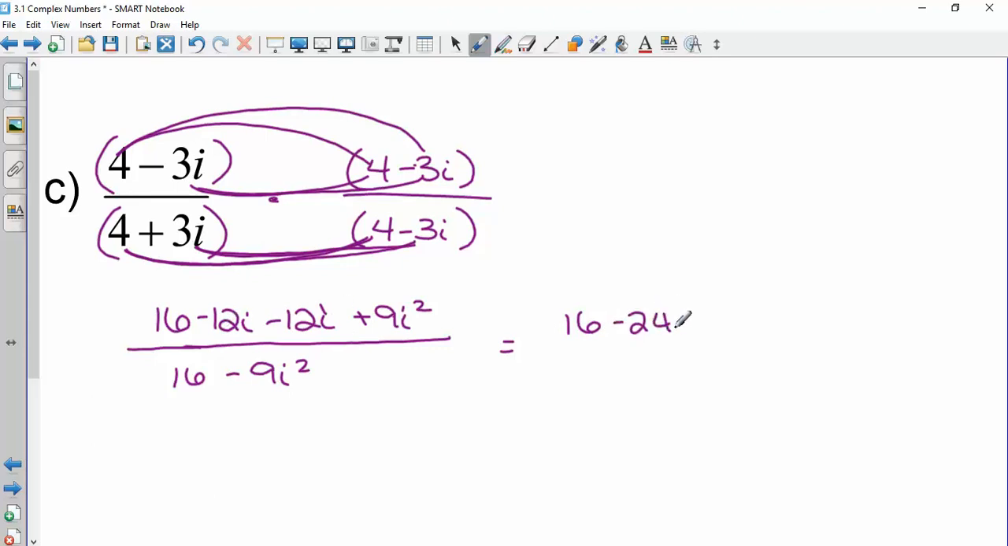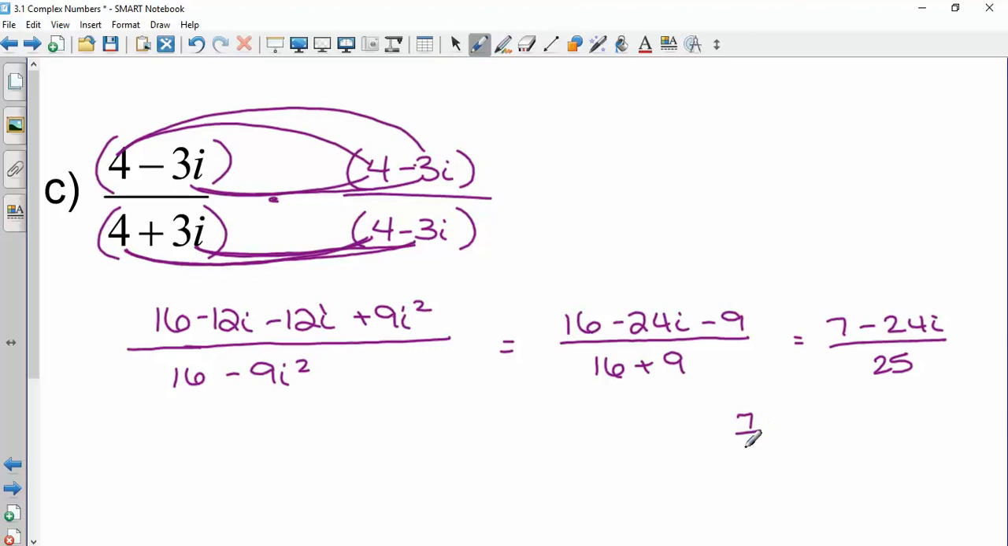Negative 12i and negative 12i is negative 24i. 9i squared would be a negative 9. On the denominator, 16 minus 9i squared becomes 16 plus 9. So if we add like terms, 16 minus 9 is 7, minus 24i over 25.